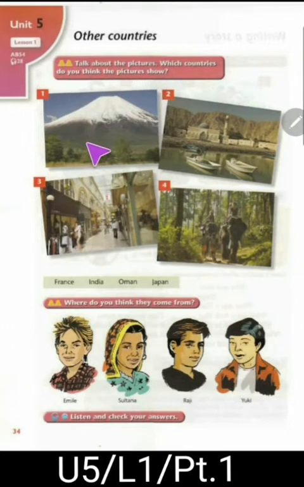Unit 5 Lesson 1 Other Countries. In this lesson, we are going to talk about and identify countries. We are going to write some sentences. We should know something that deals with "I come from." Then we ask and answer questions about countries, like "Where do you come from?" and so on. Also, we are going to talk about a certain preposition, which is "from."